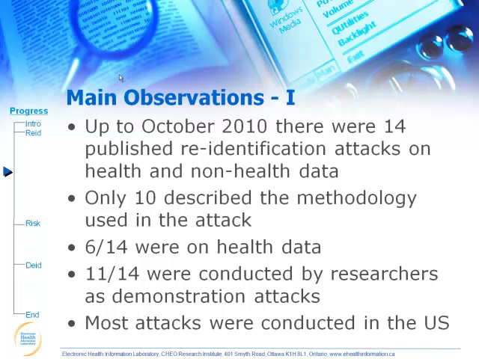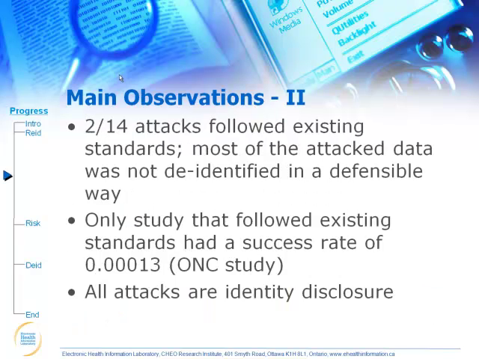So only 6 known successful re-identification attacks on health data. 11 of the 14 were done by researchers. So actually researchers are the most dangerous people when it comes to re-identification attacks. And the remainder were done by the media. For the researchers, these are demonstration attacks to show that it's possible to attack a database, or they have a new technique and they want to test it out or show how it works. But the vast majority were done by researchers. And most of these attacks were done in the US. A couple in Canada and a couple in Europe, but most of them were in the US.